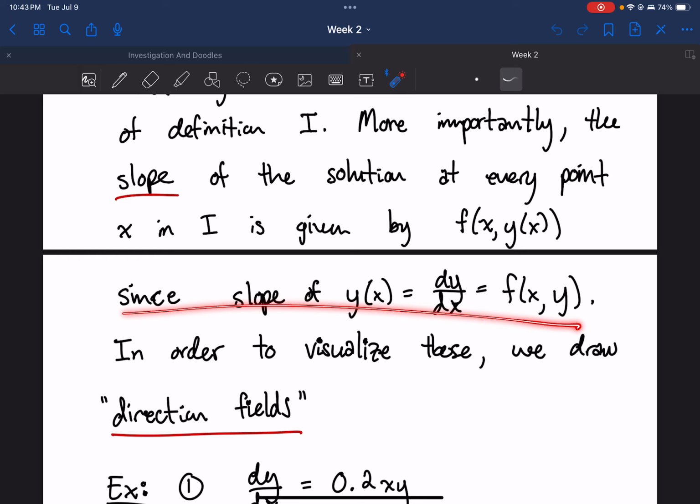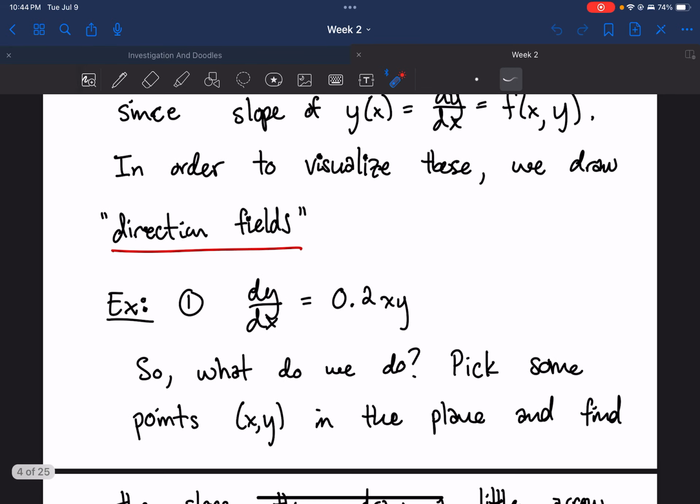In order to visualize this, we're going to draw what we call a direction field. It's much easier to do by example than it is to explain what a direction field is, but I'll do it in words really quickly. A direction field is basically a graph, and at every point in the plane you put a little arrow or a line segment which represents the slope of the solutions at that point in the plane. So you start with the empty plane, and then at every point you add little line segments or little arrows, showing how the solution is moving through space. That's the idea. Let's do an example.